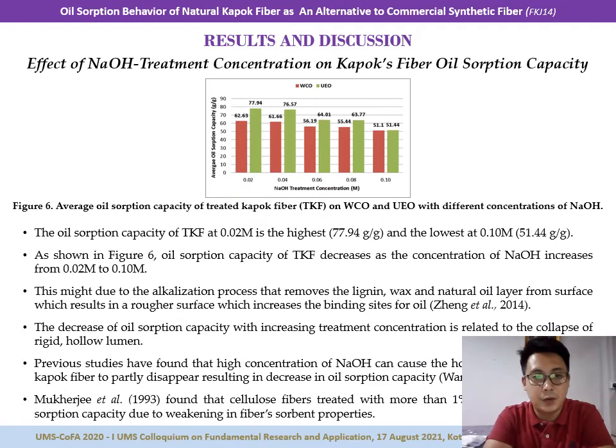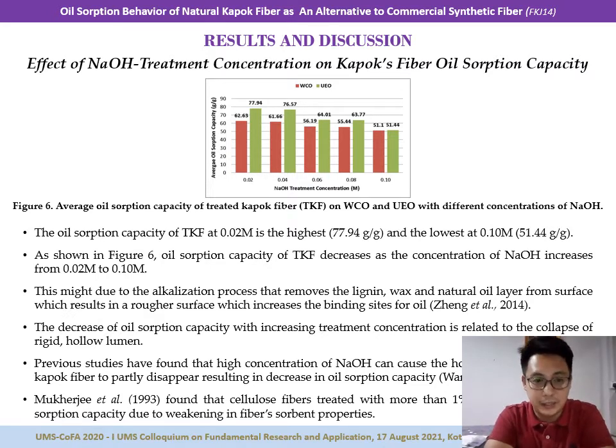The effect of NaOH treatment concentration on kapok fiber's oil sorption capacity. As we can see in figure 6, the oil sorption capacity of treated kapok fiber at 0.02 molar of NaOH is the highest at 77.94 grams of oil, and the lowest at 0.10 molarity with 51 and 44 grams of oil.